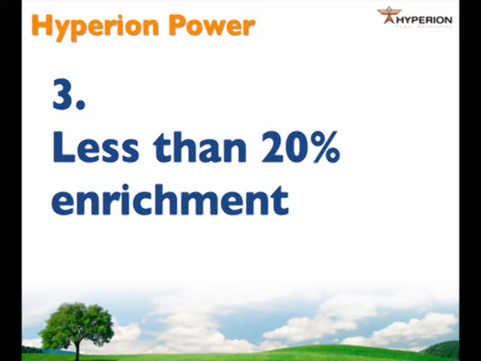We've got to keep it below 20% enrichment. Bob, Amy, commercial plants are 3 to 5% enriched. But they're enormous. So the only way that you're going to get a small plant to work is by enriching it a little bit higher. And so it's less than 20%.